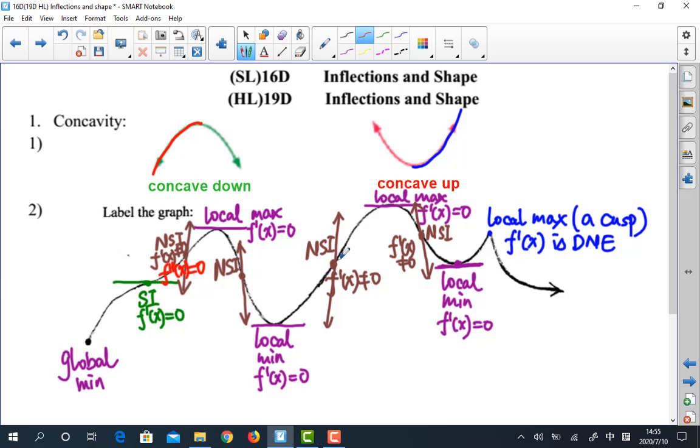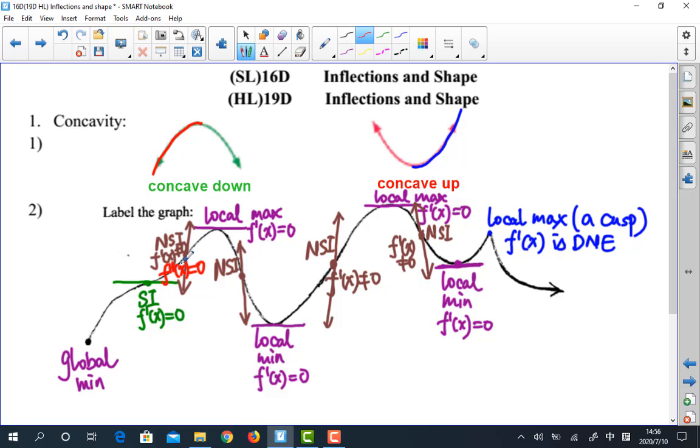This is also non-stationary inflection. You should have an oblique tangent line where the first derivative is not 0, but the second derivative should be 0. This is non-stationary inflection where you should have an oblique tangent line. The first derivative is not 0, but the second derivative would be 0.